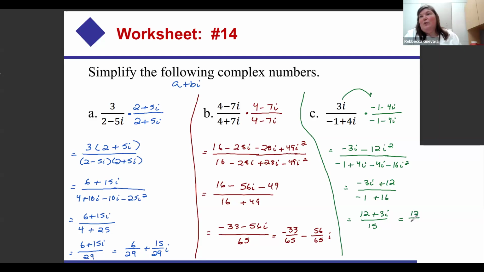So this one's a little different because we can actually simplify our fractions when we get them here. So we're going to have 12 over 15 plus 3 over 15i. So 12 over 15, both of those are divisible by 3. So that'd be 4 over 5. 3 over 15, both are divisible by 3. So we have 1 over 5i.